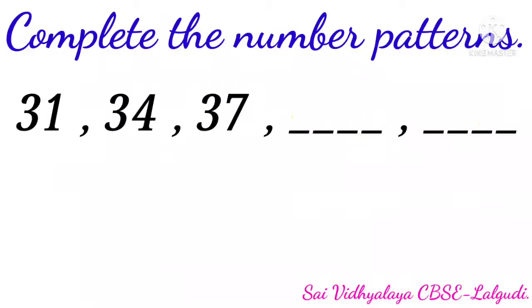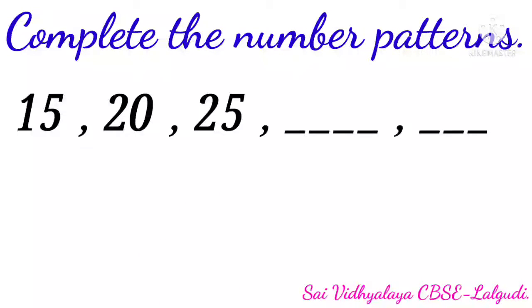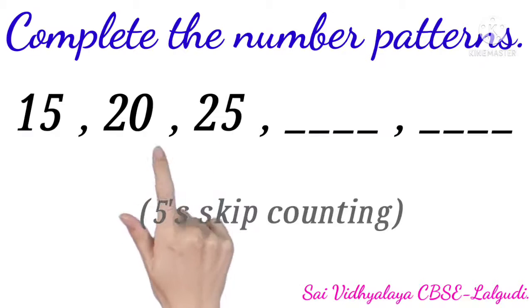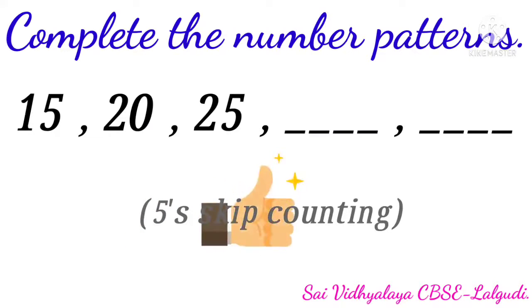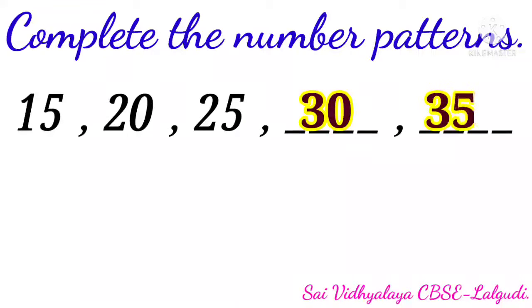Look at the next one. 15, 20, 25. This is 5 skip counting. So we can easily write 15, 20, 25, 30, 35.